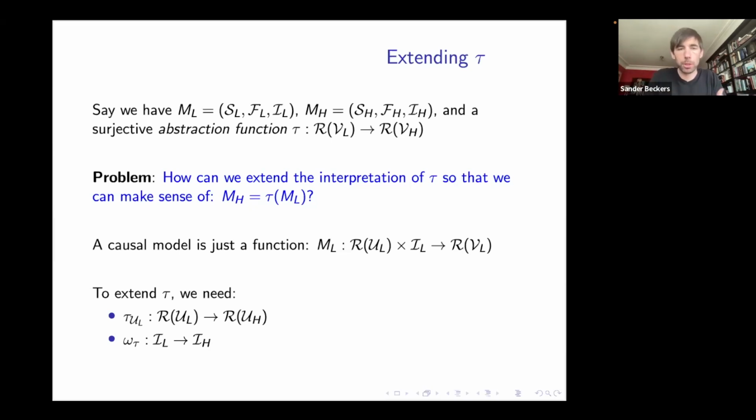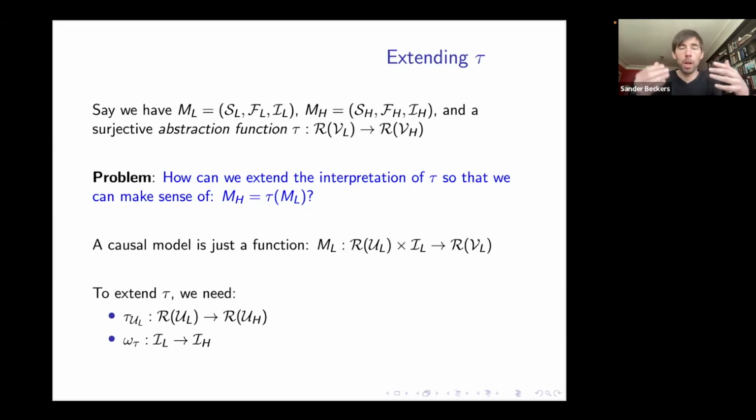How can we make that precise? What would that mean? The way we go about that is by saying, well, a causal model can itself be viewed as a function. You give it a setting for the exogenous variables, which is called a context. Then you also specify which intervention you're going to consider. And then it tells you what the values are for the endogenous variables. So it's a function taking both contexts and an intervention, mapping to values for the endogenous variables.